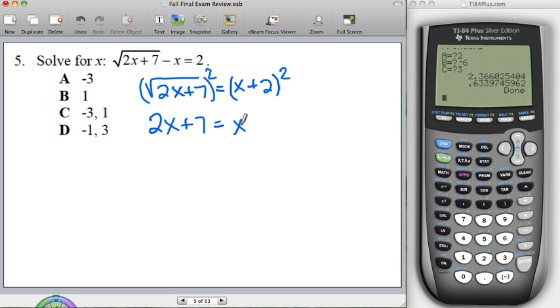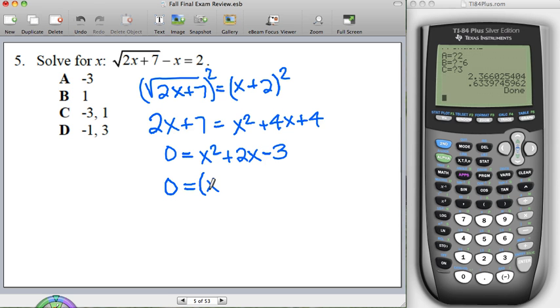So that gives me x squared. Multiply these two and double it. Square your last term, so there's your square, double, square. Get it equal to 0. So I have 0 equals x squared plus 2x minus 3. You can use a quad program to solve this, or you can just factor it. So I get x plus 3 and x minus 1. So my possible solutions for x are negative 3 and 1.